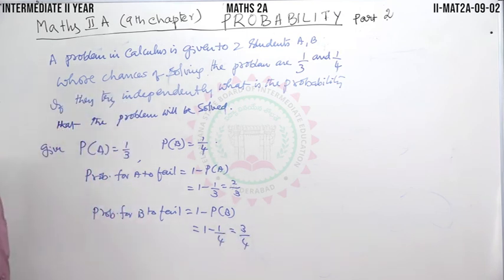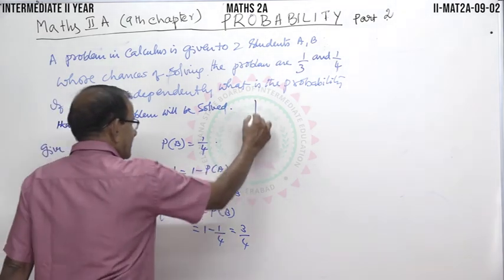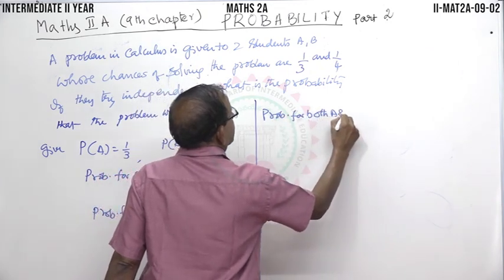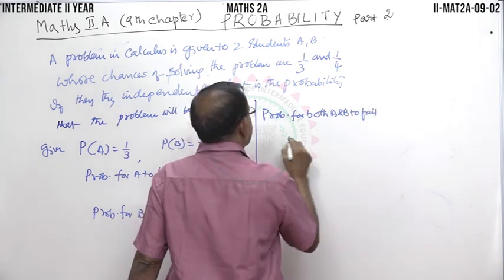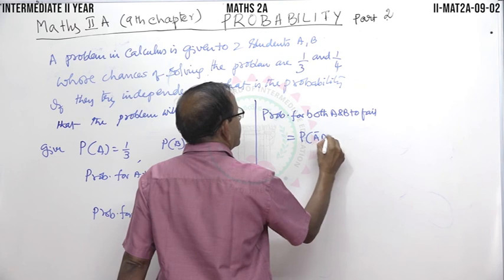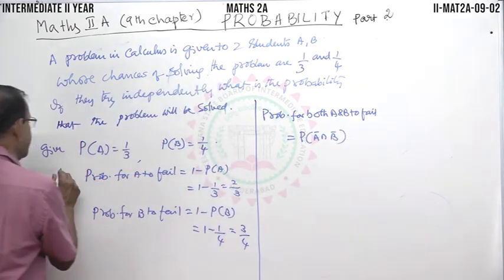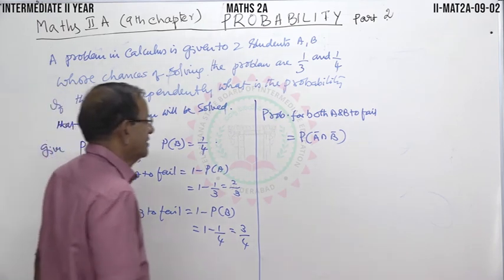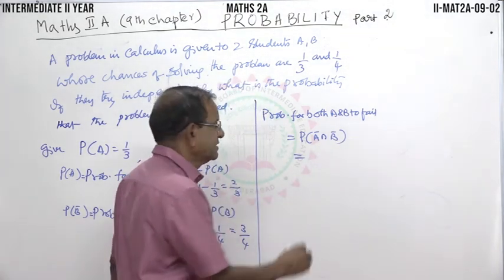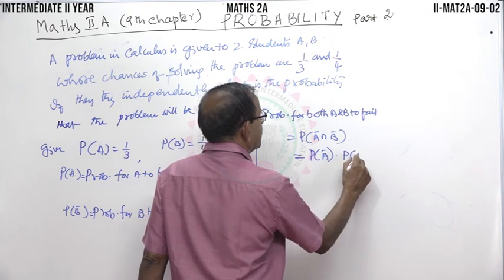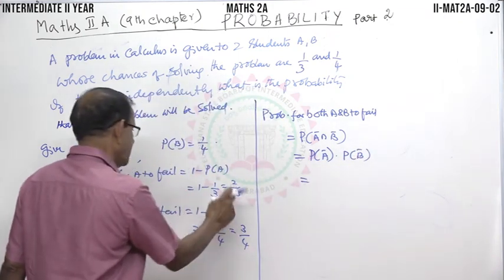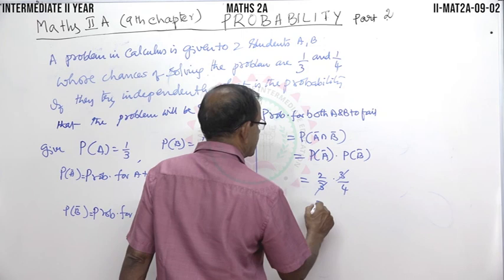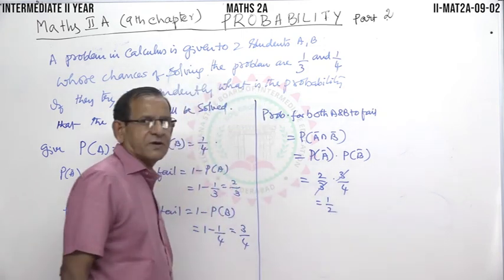Now let us find out the probability for both A and B to fail. Probability for both A and B to fail is equal to P of A bar intersection B bar. This is P of A bar, P of B bar. This is equal because these two things are independent events. So this is P of A bar into P of B bar, which is equal to 2 by 3 into 3 by 4. 3 is cancelled. So 2 by 4 means 1 by 2. This is probability for both to fail.